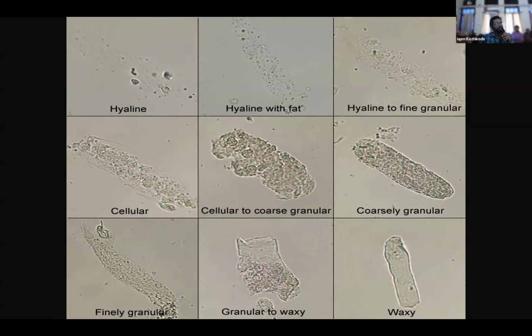Cells degenerate and first form the coarse granular cast, then the fine granular cast. So that is the natural progression of the cast. Finally, they form the waxy cast. You may think a waxy cast may look like a hyaline cast. No, it is thicker, has sharp edges, and is shiny in appearance. So why do we need to know this progression?